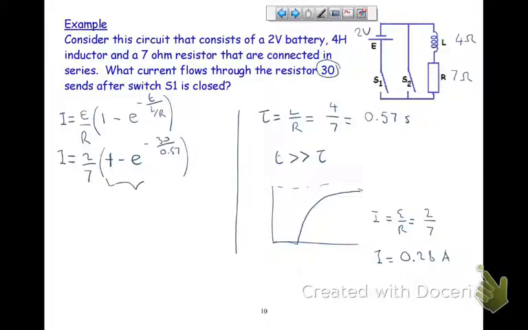This here, get your calculators out. Did I bring my calculator this morning? Shame. That's not like me. If you work out e to the minus 30 over 0.57, it's going to be like 0. Something to the minus some 23 or something. So it's a 0. So then the I is equal to 2 over 7 amps. And either way works. It's just one way you kind of see more.